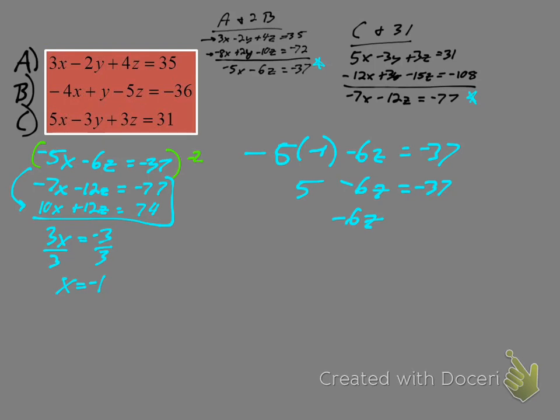Subtract that 5 over. Divide by negative 6. Z equals negative 7. Z equals positive 7. Okay. Flip the equal signs over. Now that you have that, you take 1, or negative 1 rather, sorry, and 7 into one of these three originals. Which one? Doesn't matter. Okay? Doesn't matter.